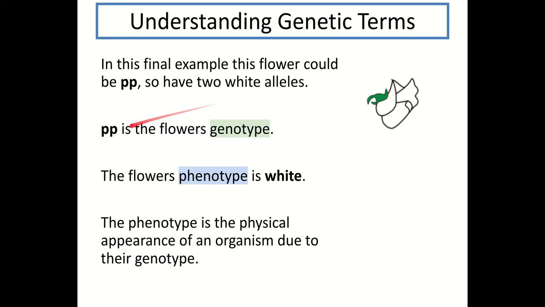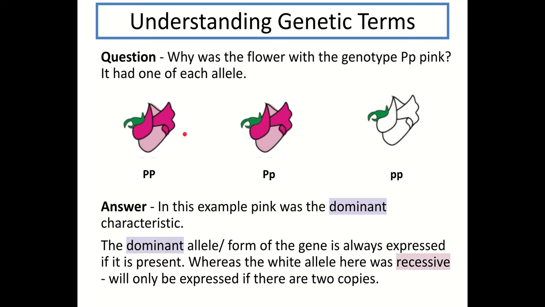So now we've seen the three different genotypes the pea plant flowers can have for flower colour, let's think why the flower with the genotype big P little p is not white. We know that big P was pink and little p was white. So these two make sense on either side. The one on the left is big P, so it's pink. This one's little p, so it's white. But the flower in the middle has an allele of each one. So it's got big P little p, so why is the flower in the middle not white? And why is it not even a mix of the two colours?